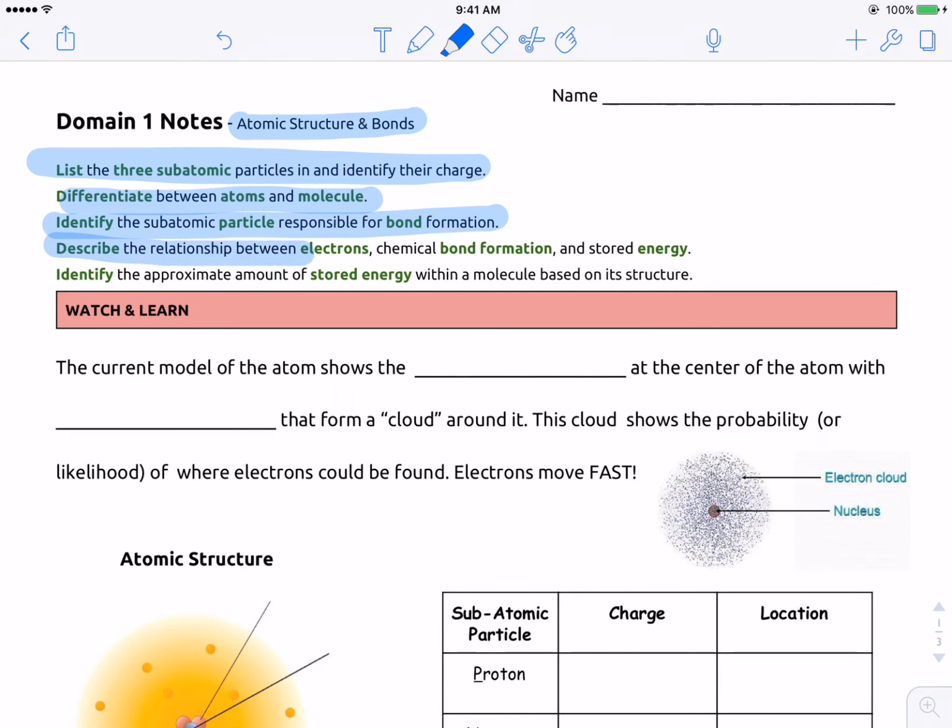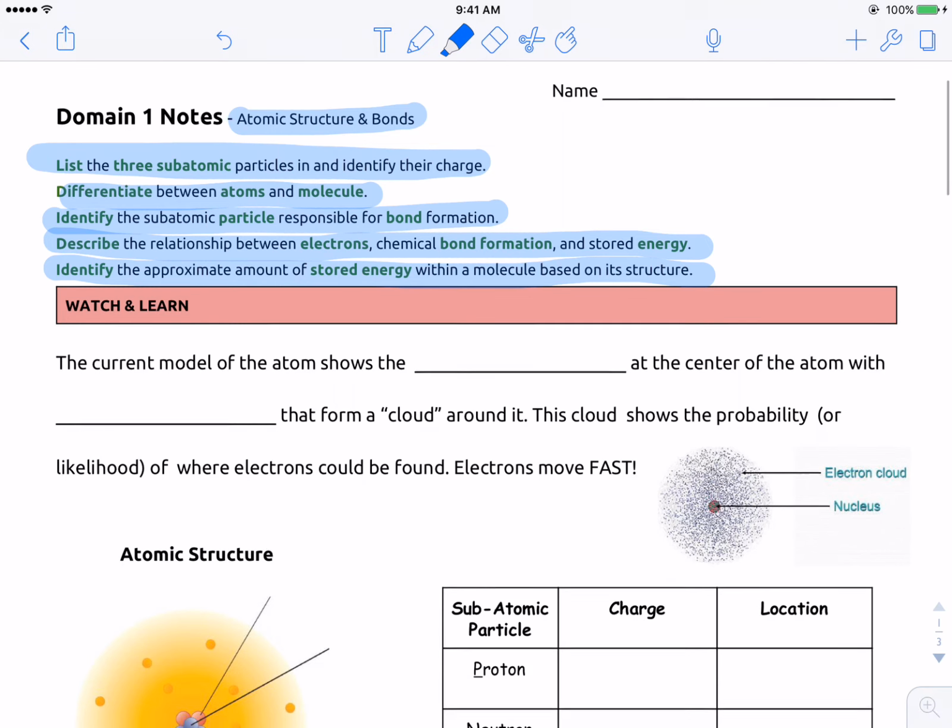We're going to describe how electrons and chemical bond formation and stored energy are related. And we're going to identify the amount of stored energy in a molecule based on its structure.